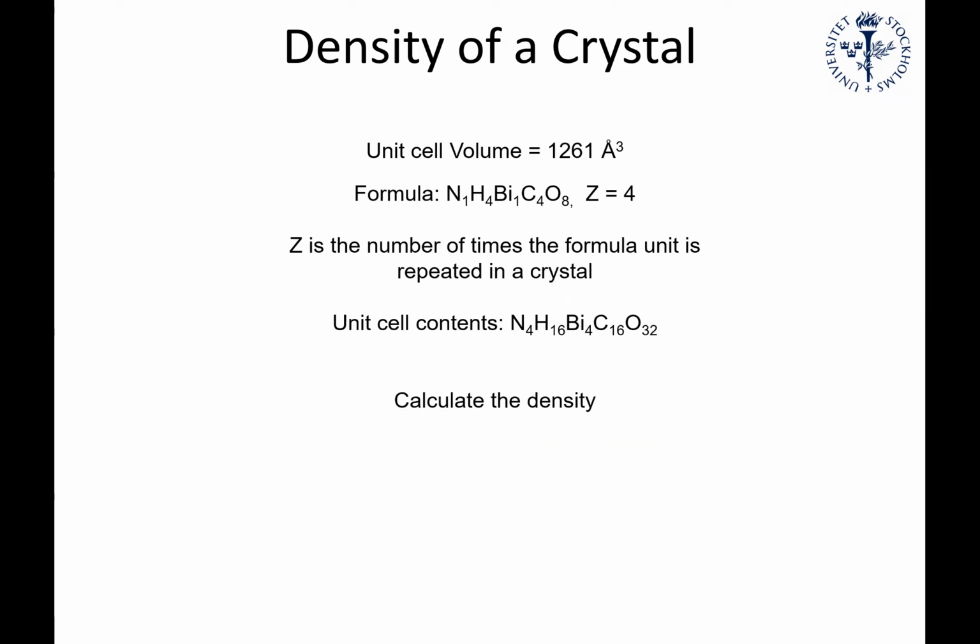Say we have a crystal structure. If you know the unit cell parameters, you can easily calculate the unit cell volume. Say for this particular structure, this is another zinc complex, the unit cell is 1,261 cubic angstrom. And let's say this is the formula unit for one metal complex, but Z is 4. That means we have 4 of these complexes in one unit cell. So we need to know the mass of one full unit cell divided by the volume of the whole unit cell.